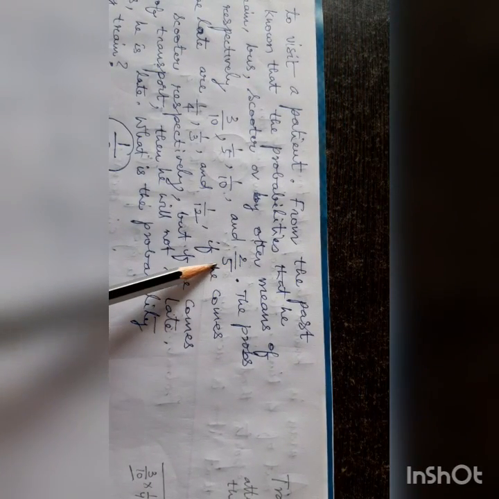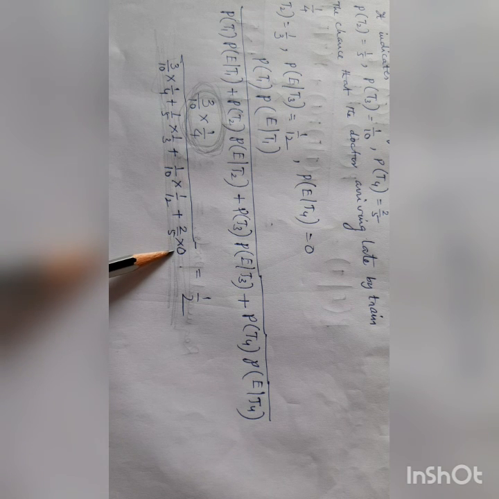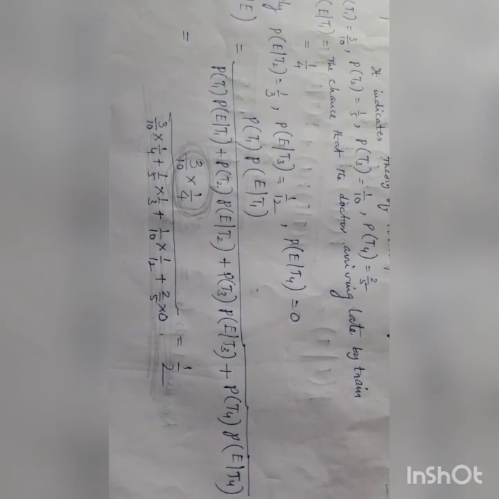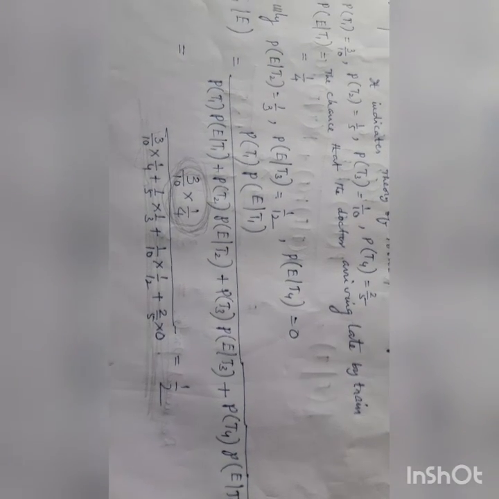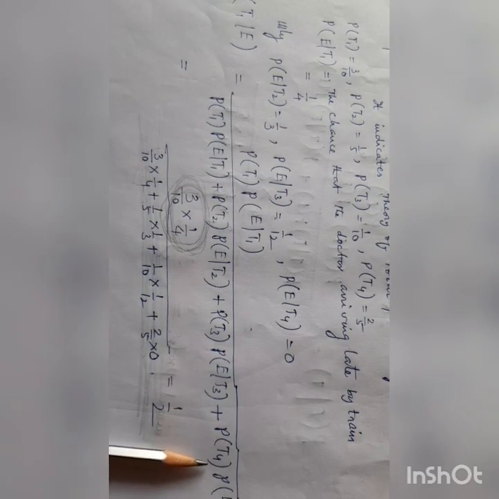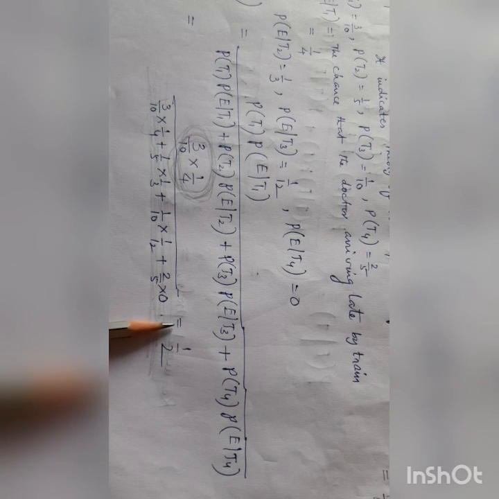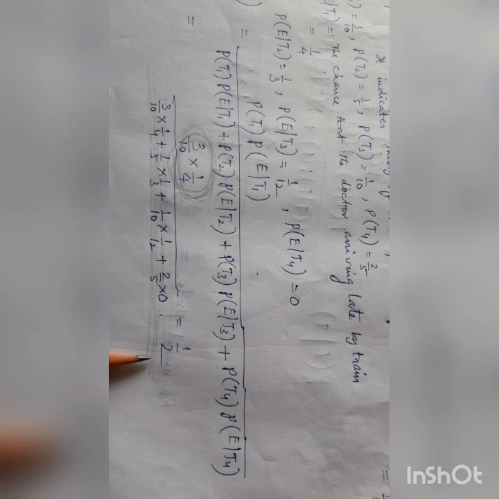Plus other transport probability 2 by 5. So you will not come late. No late probability, so 2 by 5 into no late probability is 0. Like this we keep. This is the requirement and this is total probability we keep here. So equals to 1 by 2. After simplification we will get the answer.